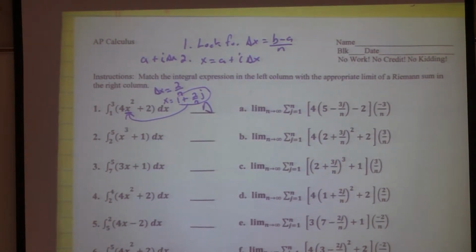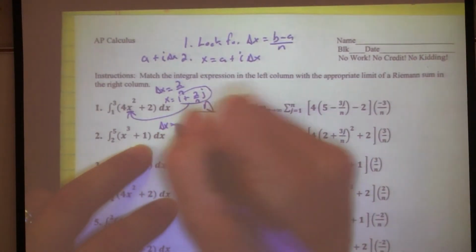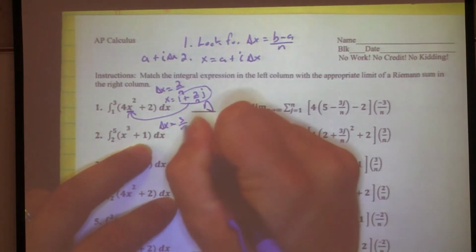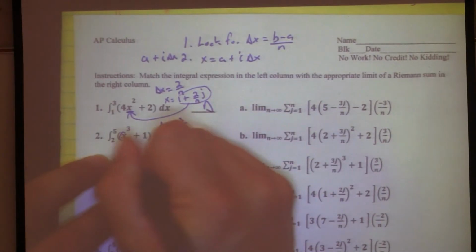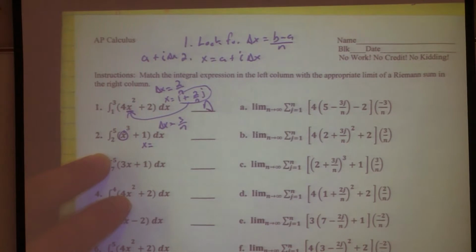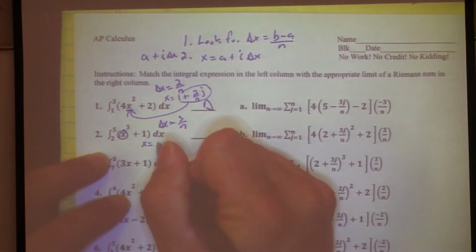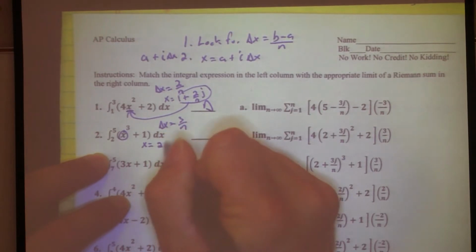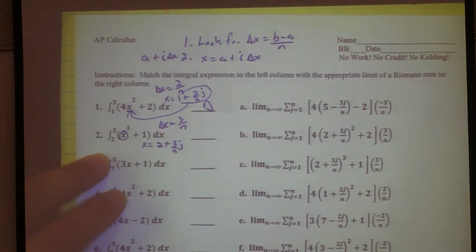Try the next one. What's going to be my delta x here? 3 over n, 5 minus 2 over n. All right. What's going to be my x that I'm going to replace this with? a plus, 2 plus 3 over n j. 3 over n times j, or 3j over n, right?